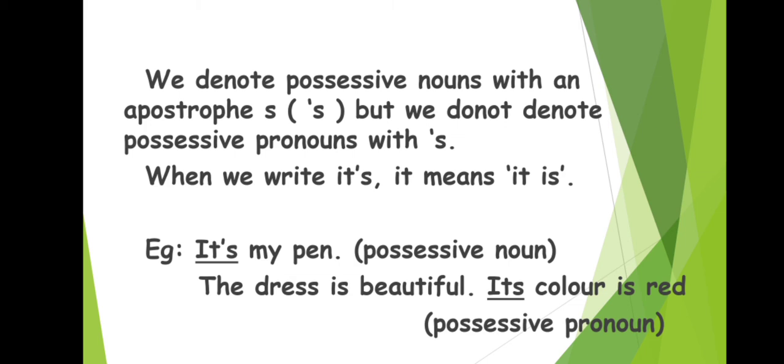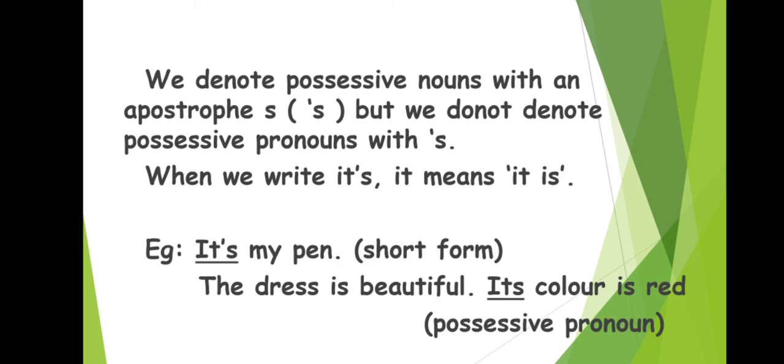And there is one thing to keep in mind. We denote possessive nouns with an apostrophe s, but we do not denote possessive pronouns with apostrophe s. The thing is simple. Both possessive nouns and possessive pronouns show if something belongs to someone. Both show the possession, the ownership, but the difference is that in possessive nouns we add apostrophe s to that person's name, to whom the thing belongs. But in possessive pronouns, we do not use apostrophe s at all. That is the main thing.